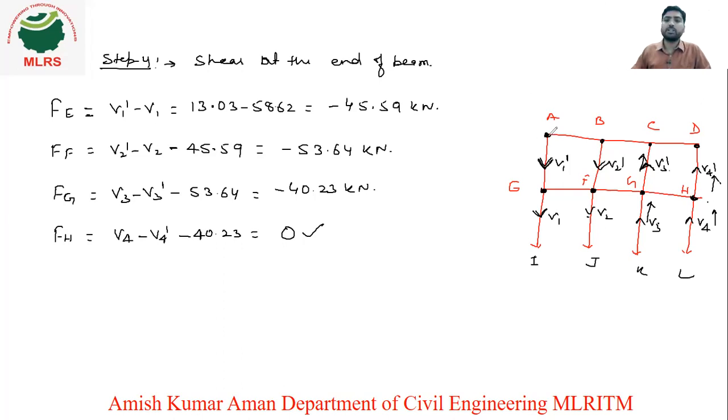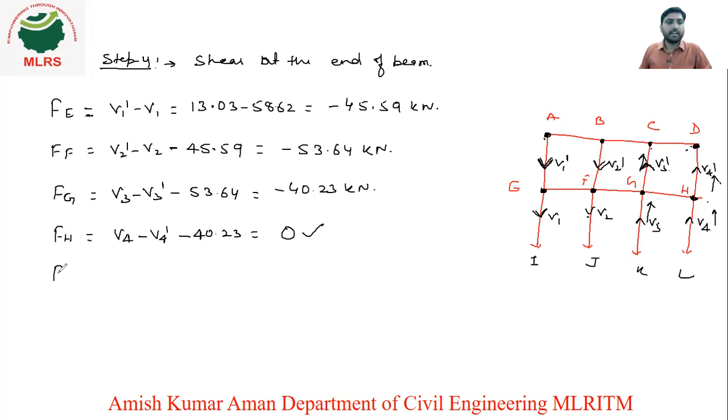In this second story, how many joints are there? 4 joints, A, B, C and D. Just as we started from E for the first story, similarly we will start from A. If you start from A, finally the shear force at D will be 0.